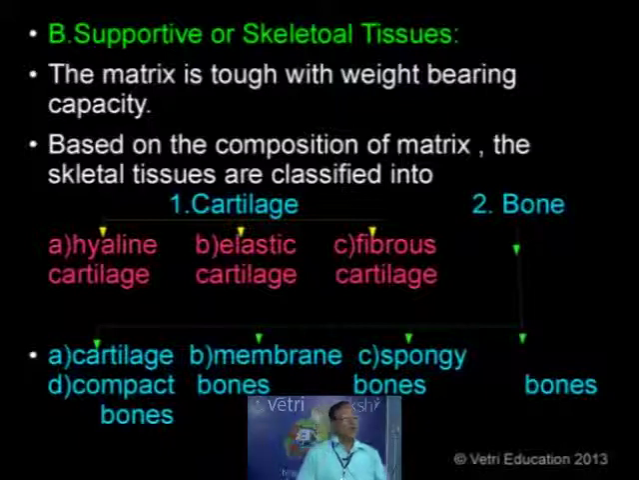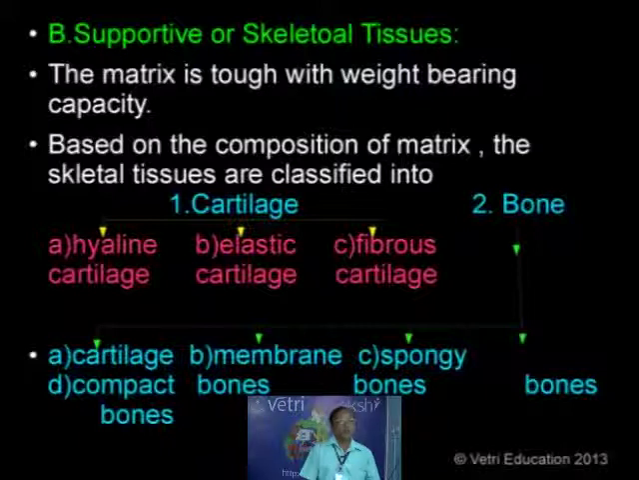And normally any connective tissue has a ground substance, what we call the matrix, in which are suspended different types of cells and different types of fibers. And here also we have the matrix. The matrix is very tough, not in a fluid state or jelly-like or semi-solid state. It is tough, mostly in solid state, because it has to bear the weight of the body. That's why it has weight-bearing capacity.